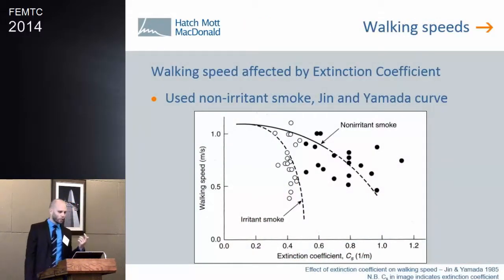So how we do this is we take the visibility or the extinction coefficient into STEPS, and we use that to modify the walking speeds using the Jin and Yamada curve. But we could have used any curve, but this is the curve that we decided to use. So let's look at how we assess tenability.